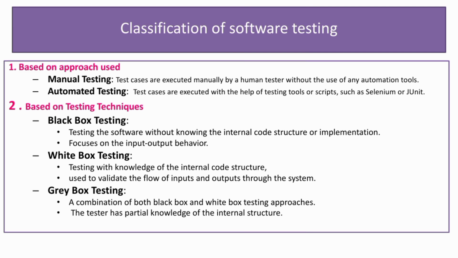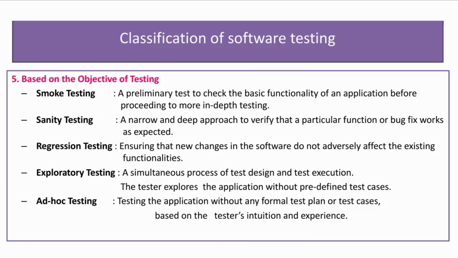This tester has a partial knowledge of internal structure, that is, how it is implemented. He should have a partial knowledge about this. So this is the second criteria of how it is classified, that's based on the testing technique. Here is another classification criteria, that is based on the objective of testing.